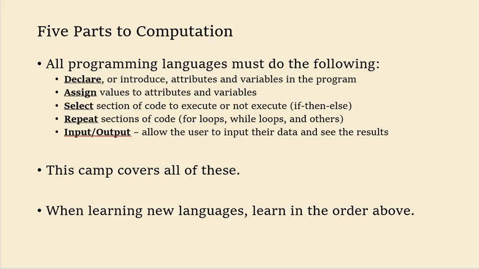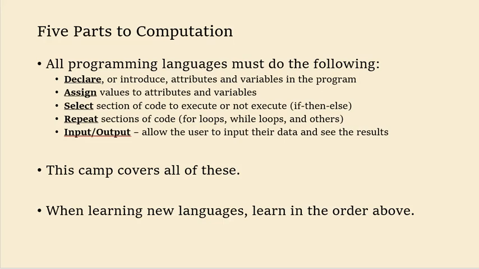So those are the 4 basic things for computation: declaring the variables, assigning values to variables, selecting what part of your code you want to execute or not using if-then-else structures, repeating sections of code, usually using for loops and while loops. And then lastly, you have to have some kind of input and output. If you didn't have input, then the user could not control the program. If you didn't have output, where the results of the program were shown to the user, then all that computation would happen, but nobody would care because you'd never see it.